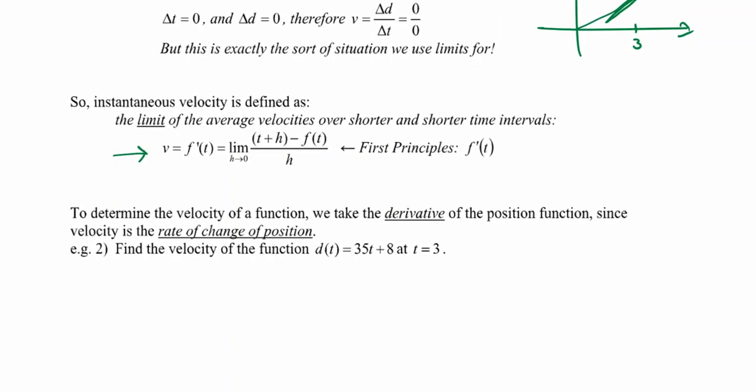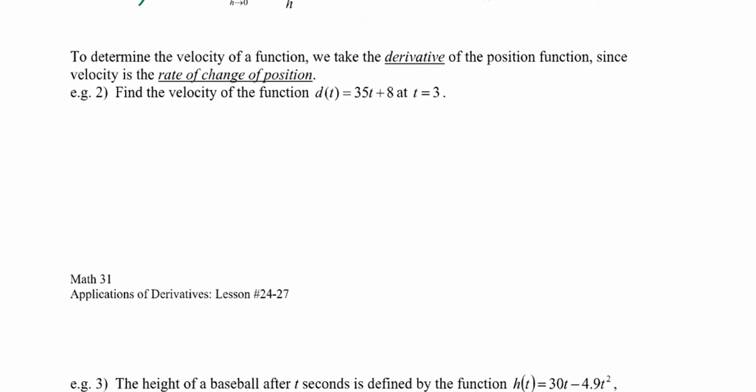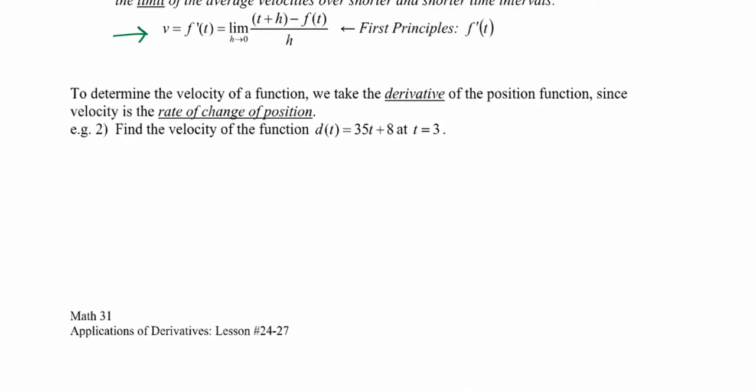You guys know we don't really need to use first principles every time we find derivatives anymore. Luckily, we know how to find derivatives. So let's jump into it. We're just really going to be finding the derivatives of these things and then interpreting the meaning. To determine the velocity of a function, we take the derivative of the position function, since velocity is the rate of change of position. Now this one says find the velocity of the function d of t equals 35t plus 8 at t equals 3.